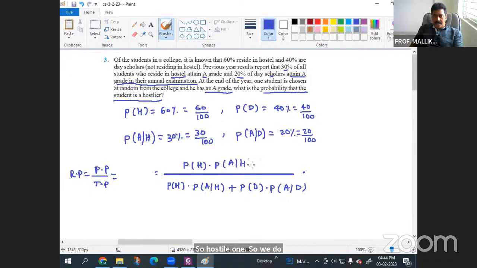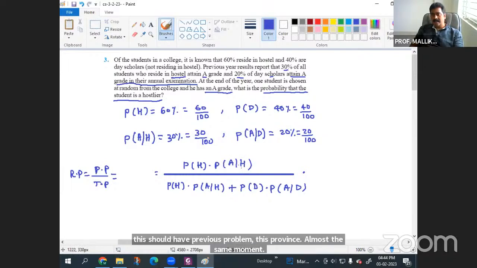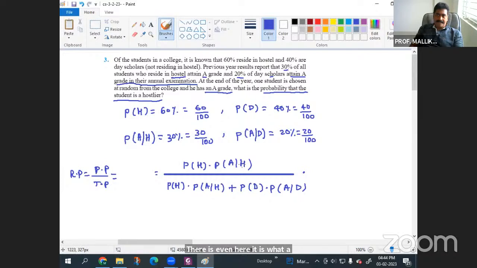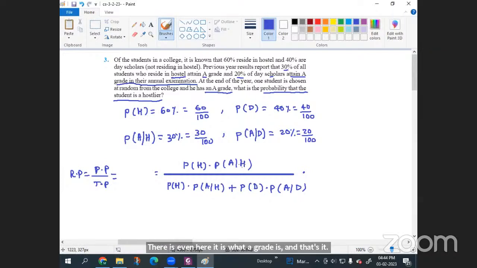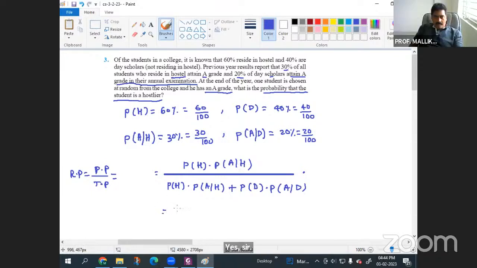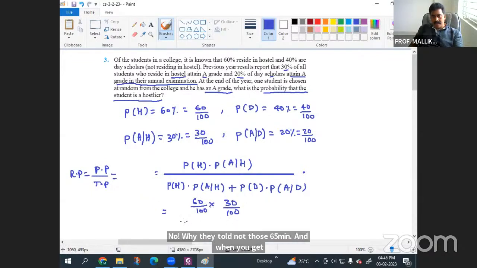Understood? The previous problem and this problem are almost the same. There, red is given; here, A grade is given, that's it. Correct now? Yes, sir. Now it's clear? Yes, sir. Now, I told you not to simplify because the calculations become very easy for us to do.